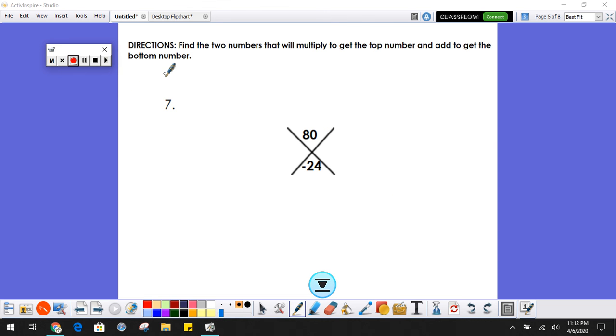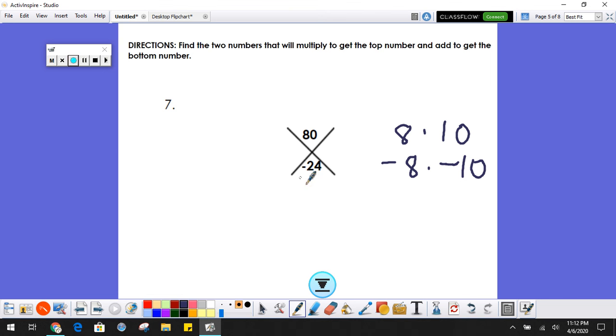All right, here's the second kind of problem that you're going to be working. On these directions, you're just going to find the 2 numbers that will multiply to get the top number and add to get the bottom number. This is what you did the last 2 days before spring break. So I'm trying to multiply to get 80. I don't know about you, but the first thing I think of to get 80 is 8 times 10. I noticed that 80 is positive, so I could have 2 negatives, negative 8 times negative 10 as well.